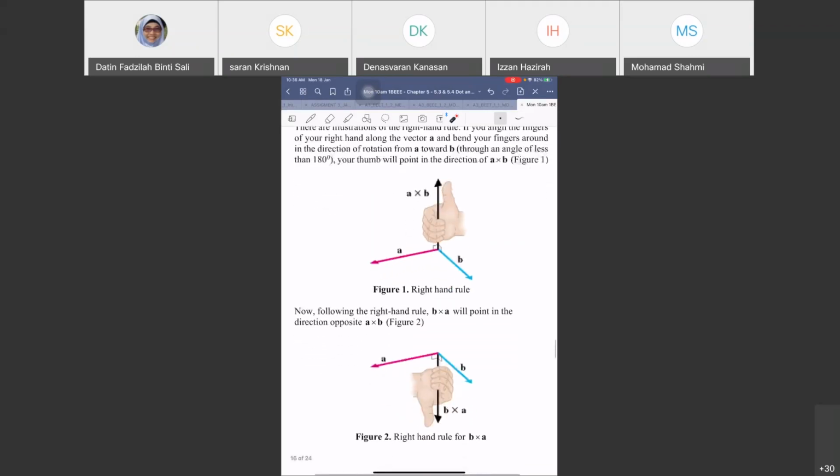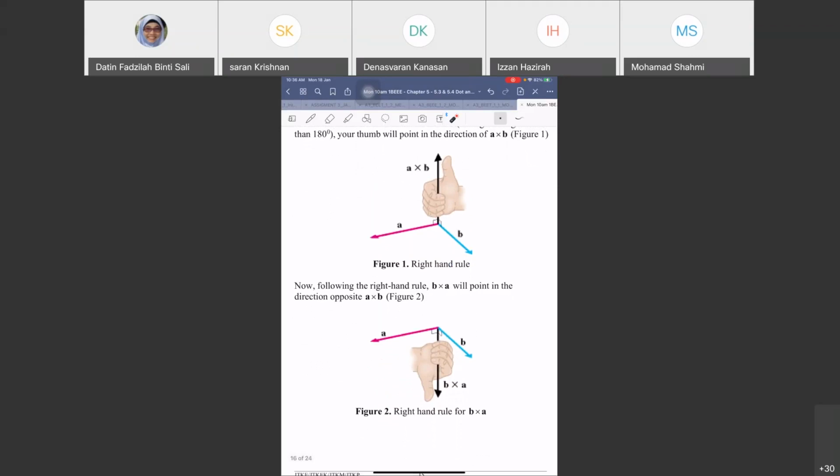And if it is like this, you are going downward. If you say B cross A, that means you put your hand onto vector B and then curl towards A, so the thumb will point downward. So that's where you have your negative just now. B cross A is towards downward. From this concept, A cross B equals negative of B cross A, from both diagrams. So basically this is the diagram of the right hand rule for the cross product.